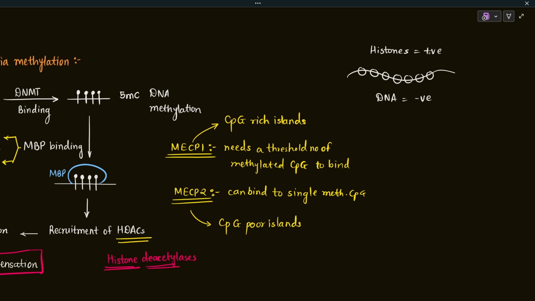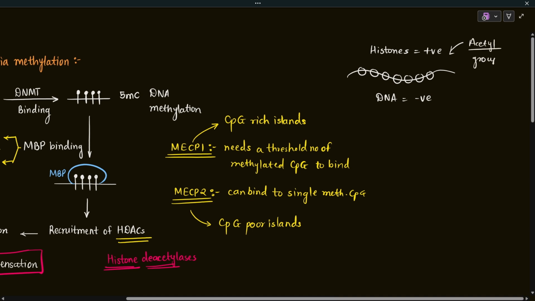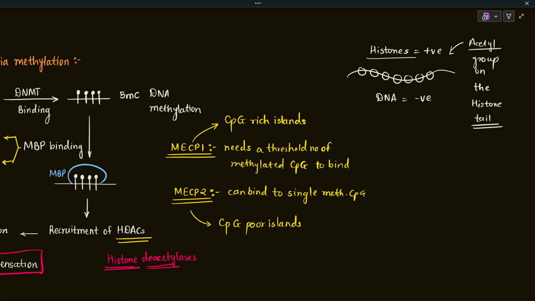Now consider the addition of the acetyl group on the histone tails. I hope you remember that histones have a histone fold domain, and N-terminal tails as well as C-terminal extensions. Those N-terminal tails are very crucial for the compaction of DNA. All of the post-translational modifications are done on the histone tails, and some of them are also done on histone cores.